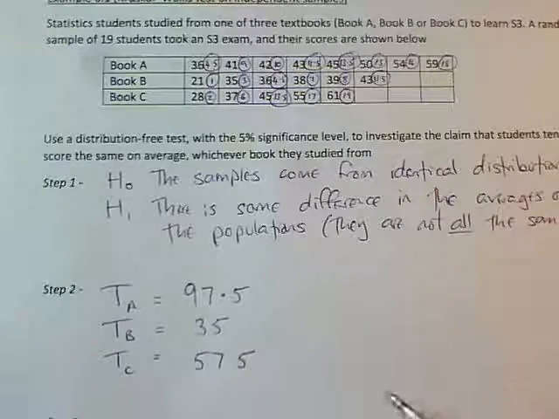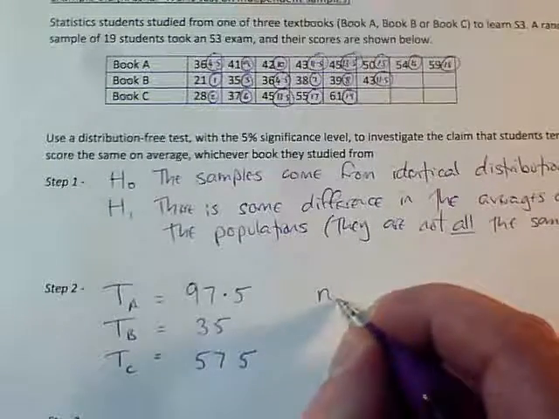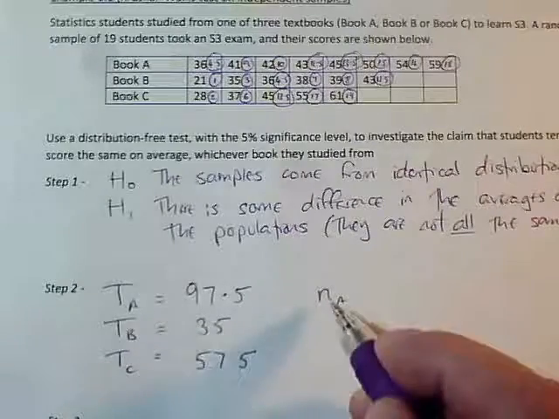Okay, so you have to be really careful not to make any trivial slip-ups there. I think these values are correct. And I need the n value that goes with each one. So how many were there for book A?